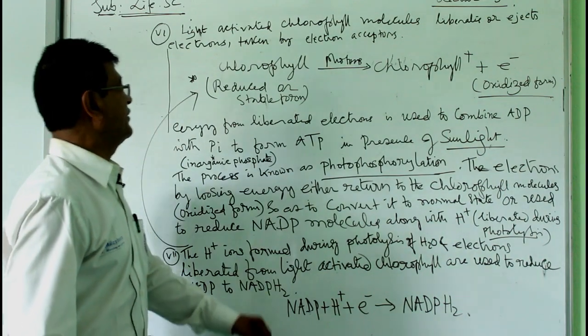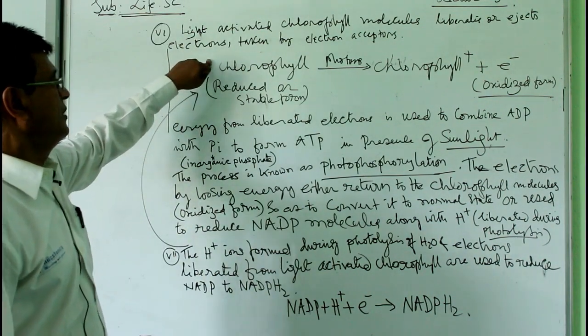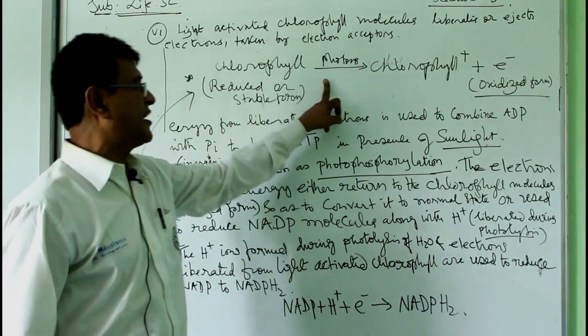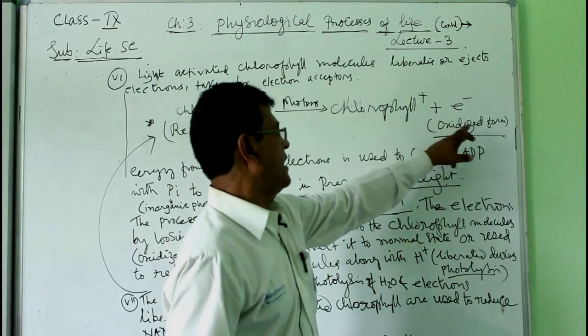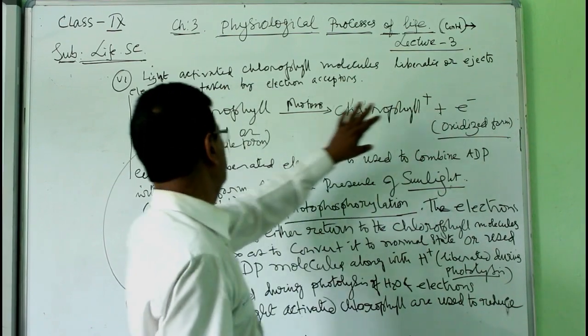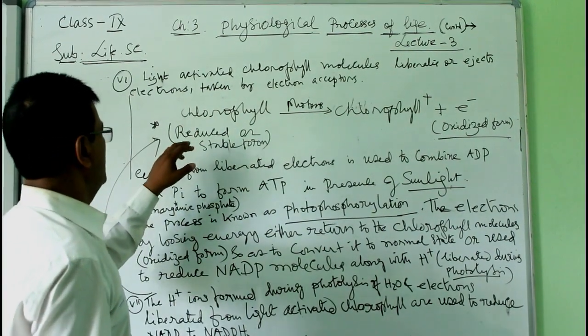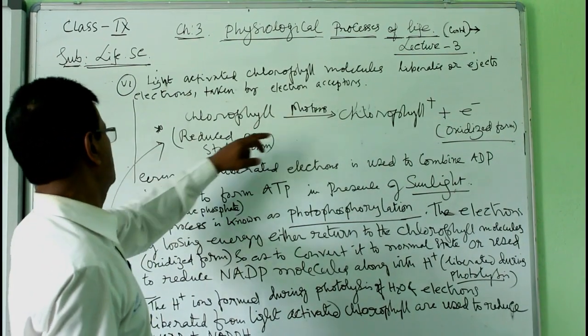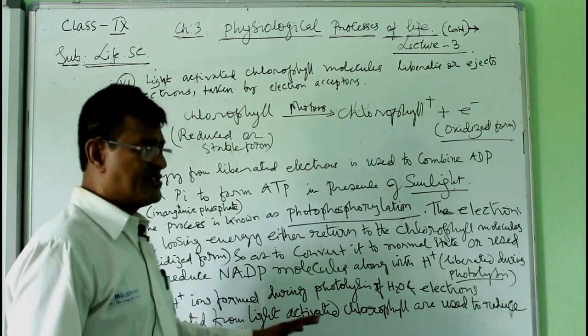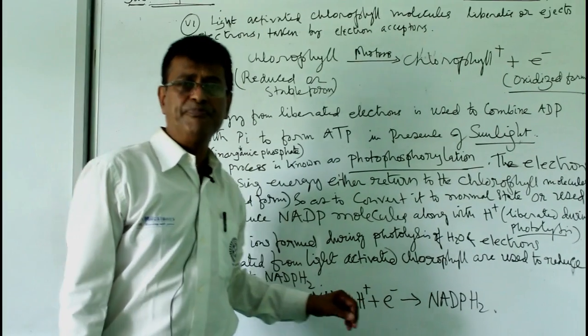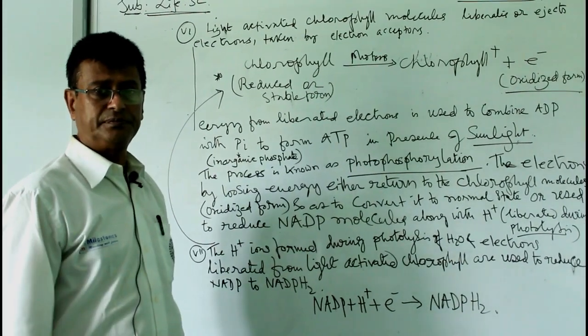And here is the main reaction once more. The chlorophyll in presence of the photons, the light particles, gives activated chlorophyll plus the electron, in oxidized form, while the chlorophyll that has reacted with the photons is in the reduced or stable form. So this is the reaction.